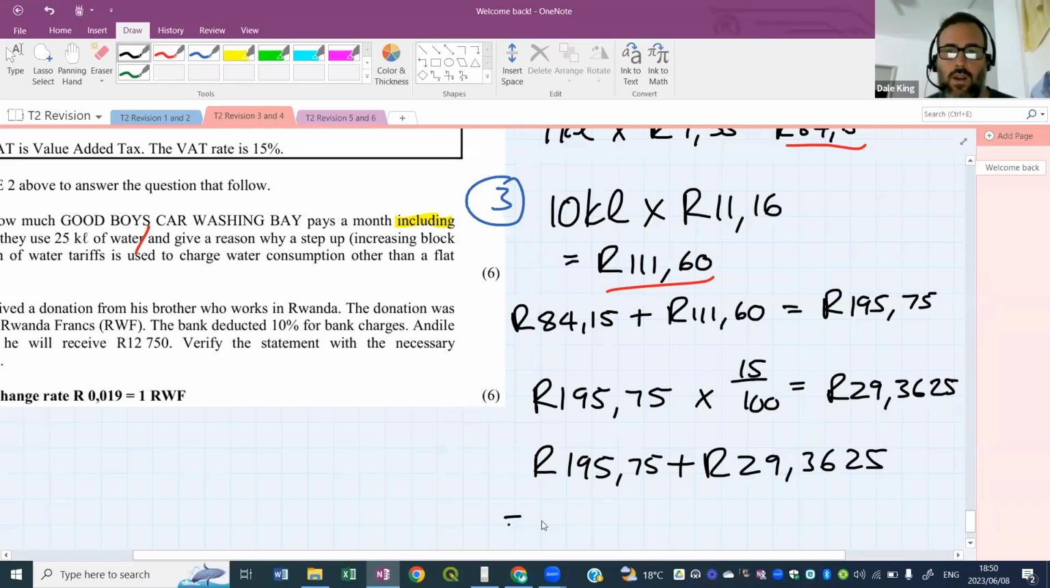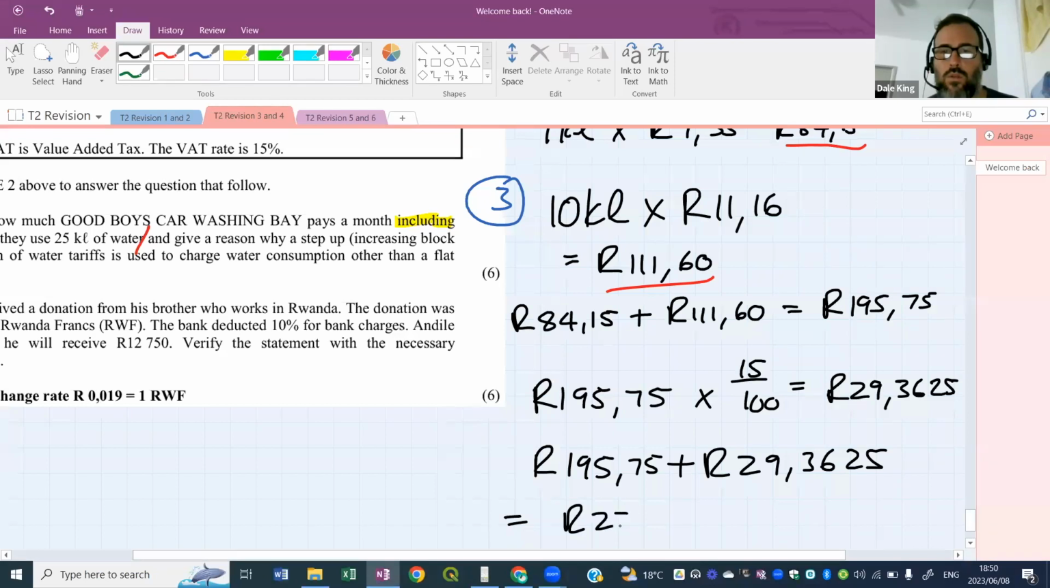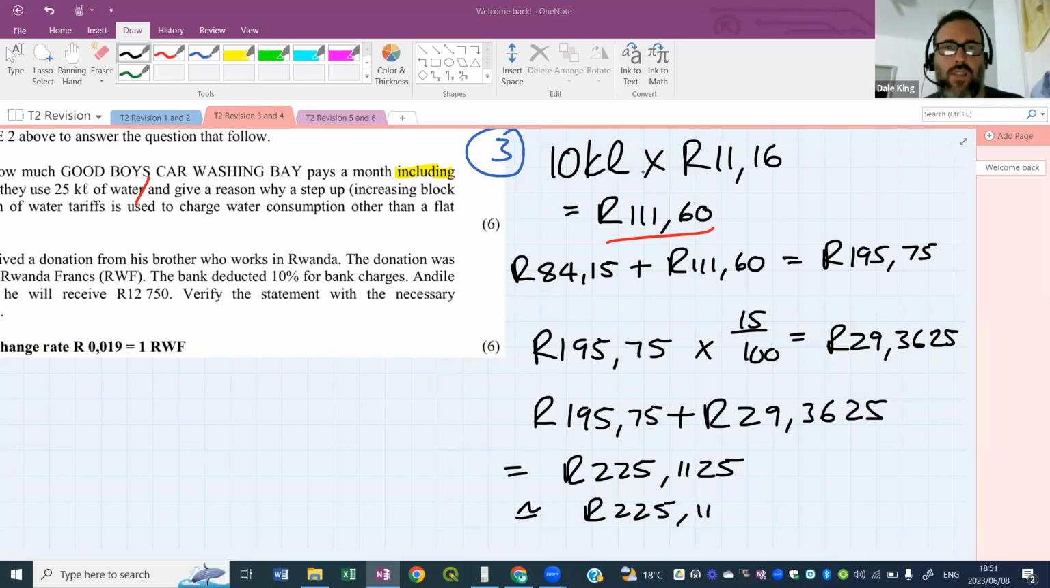Okay, so we're adding on our VAT here. Let me just add it on. So 195 and 75, and 29.3625, gives 225.1125. Round off to 2 decimal places. So this is going to round off to 225.11. All right, so it's 225 and 11 with the VAT included.